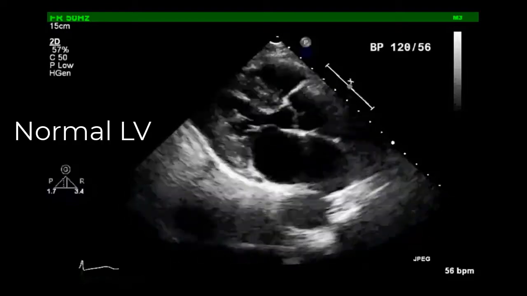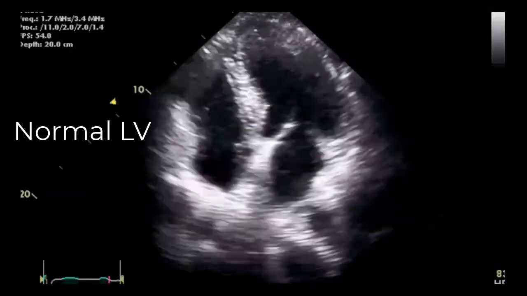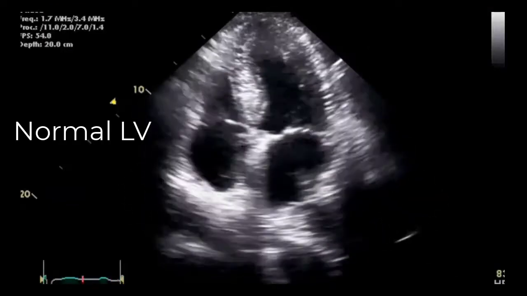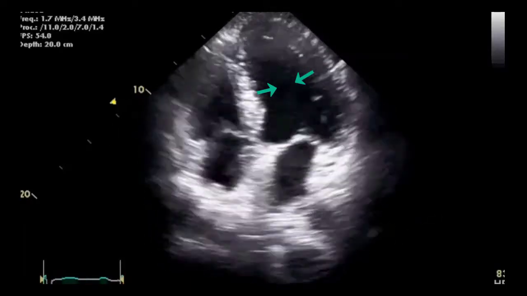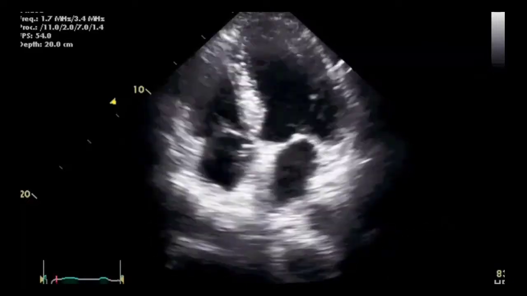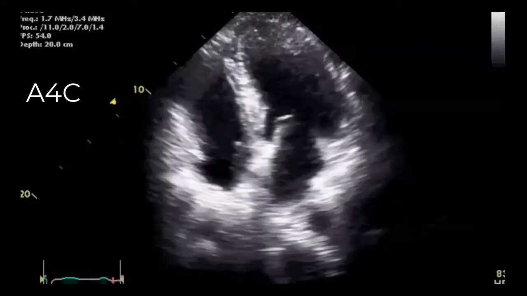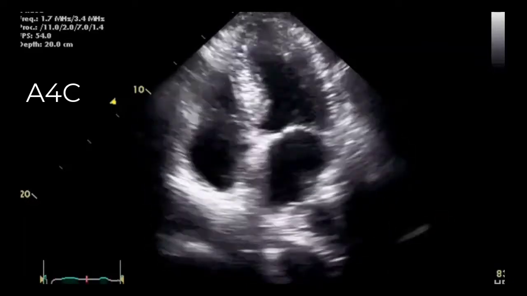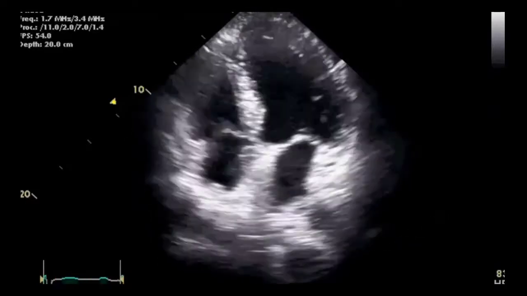Here we have a normally contracting left ventricle. Note how the walls thicken in systole, and note the associated wall excursion into the LV cavity during systole as well. The P-lax view was seen earlier, and this is the apical 4-chamber view. All LV segments contract well.